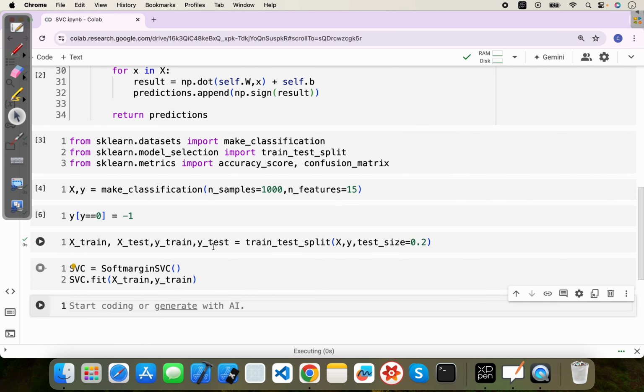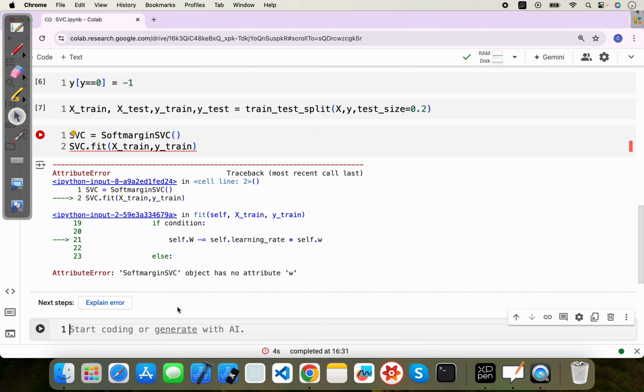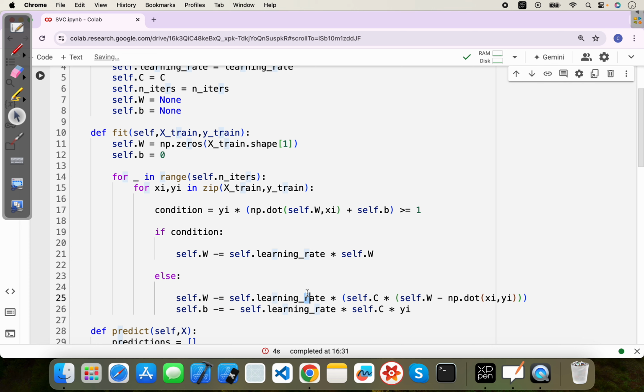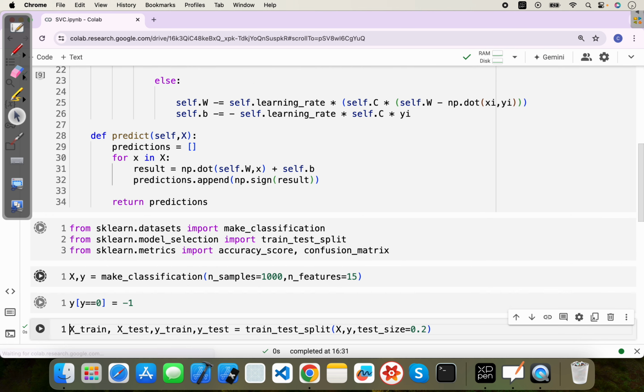Okay, it will take time. Okay, what's the issue? Object has no attribute W. I think there is a typo. Yes, we need to use capital W, right? Let's see other places. Okay, it looks fine. Let's rerun.